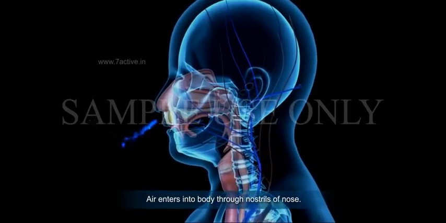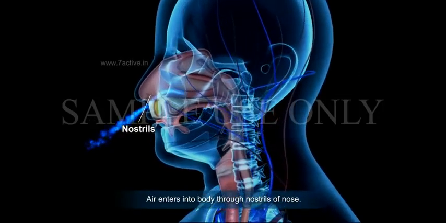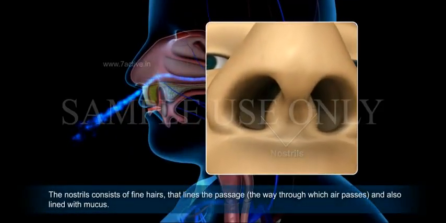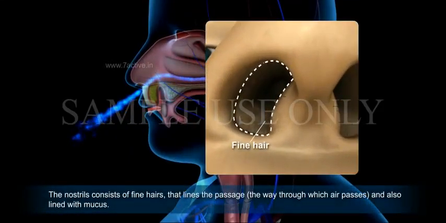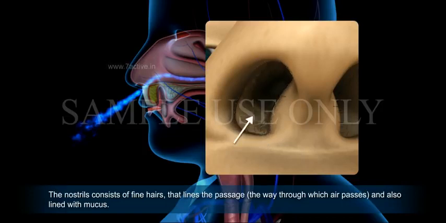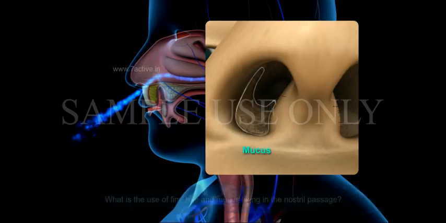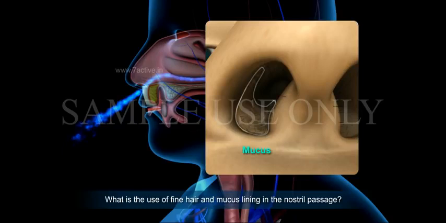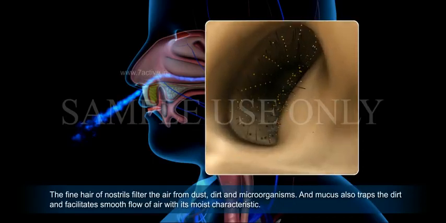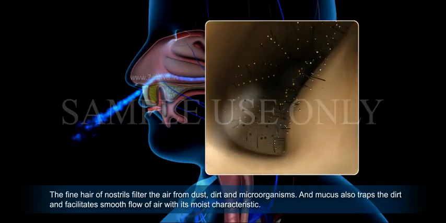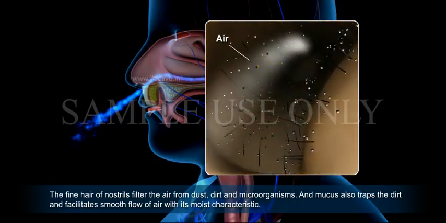Air enters the body through the nostrils of the nose. The nostrils consist of fine hairs that line the passage, the way through which air passes, and it is also lined with mucus. What is the use of fine hair and mucus lining in the nostril passage? The fine hair of the nostrils filters the air from dust, dirt, and microorganisms, and mucus also traps the dirt and facilitates smooth flow of air with its moist characteristic.